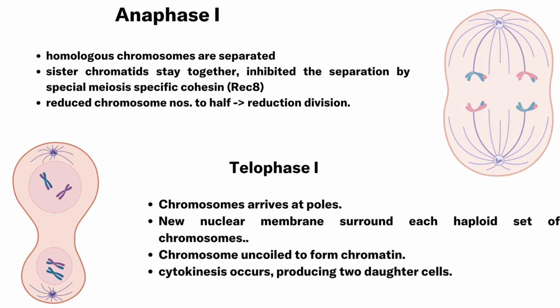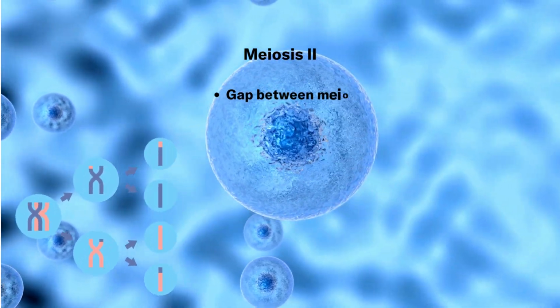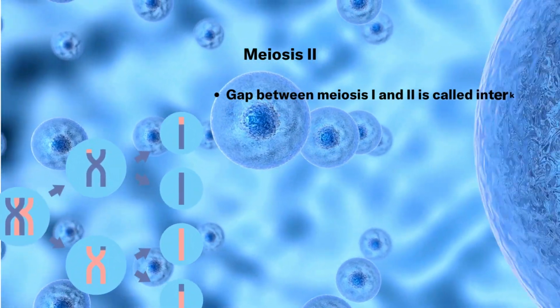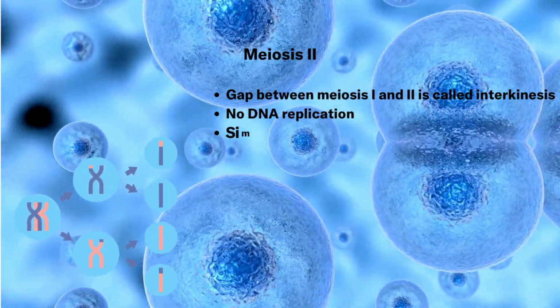The gap between meiosis I and II is called interkinesis. In meiosis II, there is no DNA replication. It is similar to mitosis.